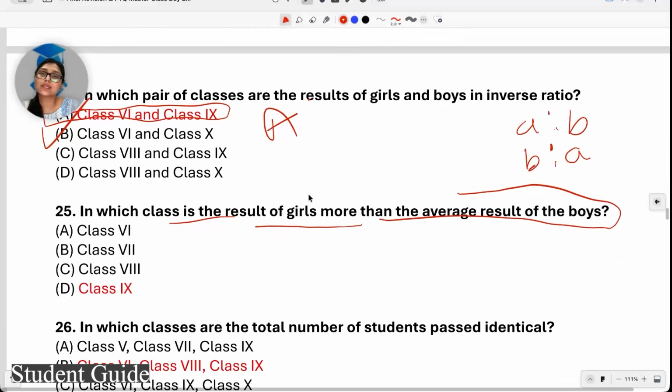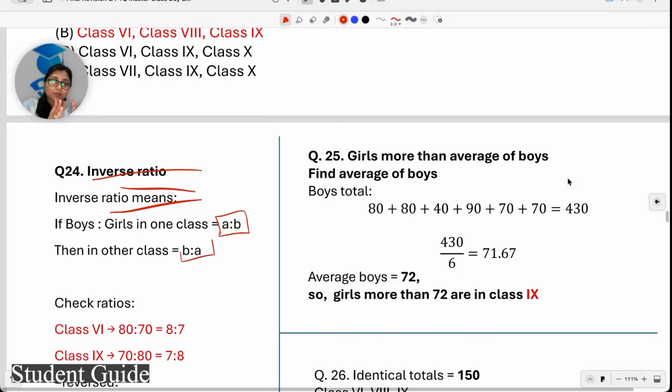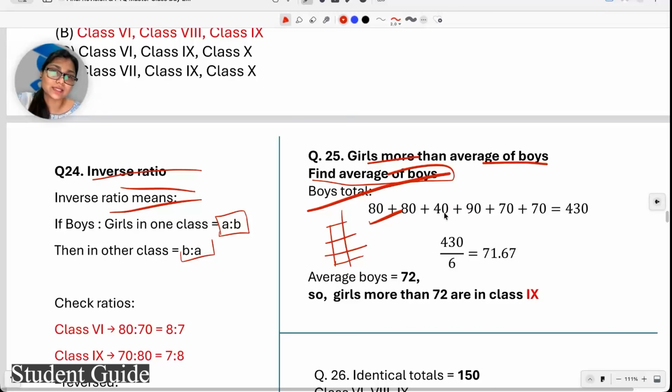Now, next question is saying, in which class is the result of girls more than the average results of boys? Very similar question to the previous one. So quickly understand this one from that particular table. In that particular question, you need to find that average. So here you need to find girls more than the average of boys. So first you need to find the average of boys, so find the total of boys. In that particular column of numbers of boys, you just add them. 80 plus 80, then 40, then 90, then 70, then again 70. You have got a total of 430.